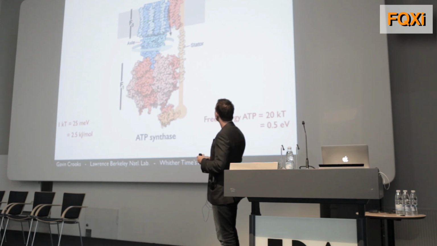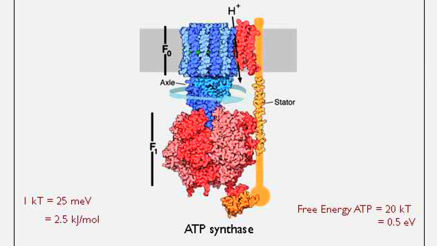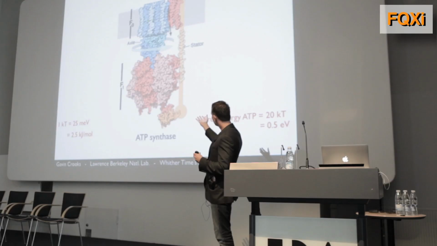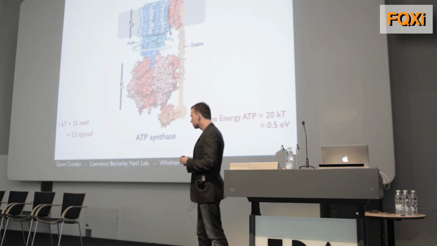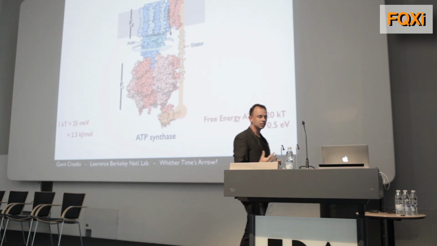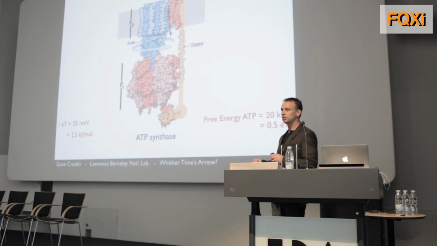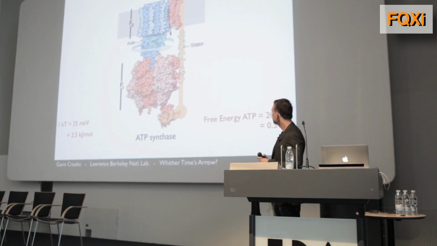At the top, there's a molecular motor that's embedded in the membrane. It runs off a proton gradient. Protons flow through the motor, and it turns this axle in the center. That axle transmits mechanical energy to the other motor at the bottom. This motor basically runs in reverse, and it converts that mechanical energy back into chemical energy. It turns ADP into ATP.